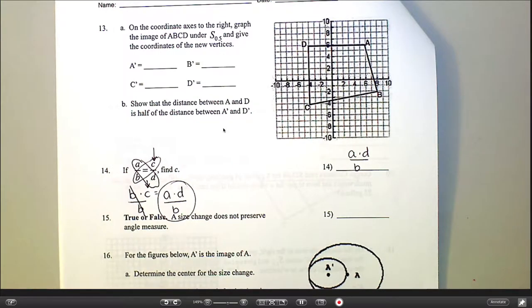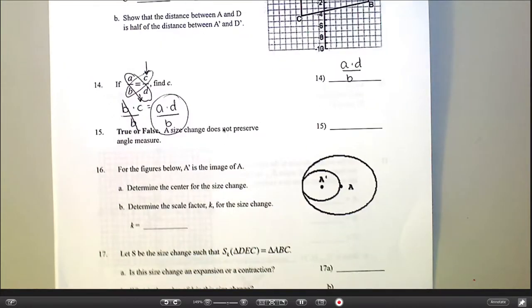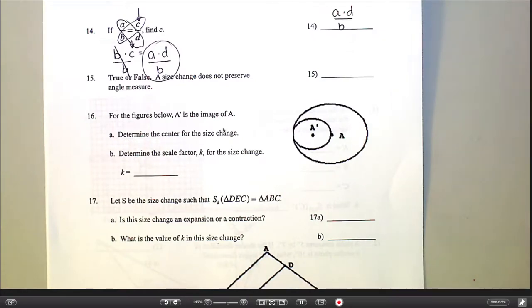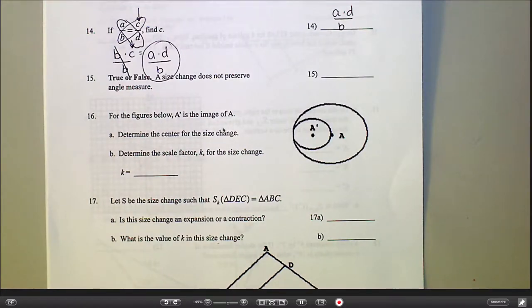Okay. What else? 16. Okay, 16 seems a little bit difficult. You're going to see after we do it together why it's really pretty easy. But okay, so let's find the center. What do I do anytime I give you two shapes and I say find the center?